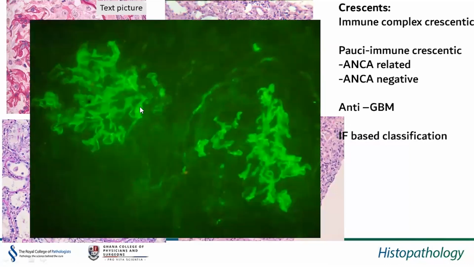And here is a case of anti-GBM nephritis with linear staining for IgG, very strong linear staining for IgG along the capillary walls.